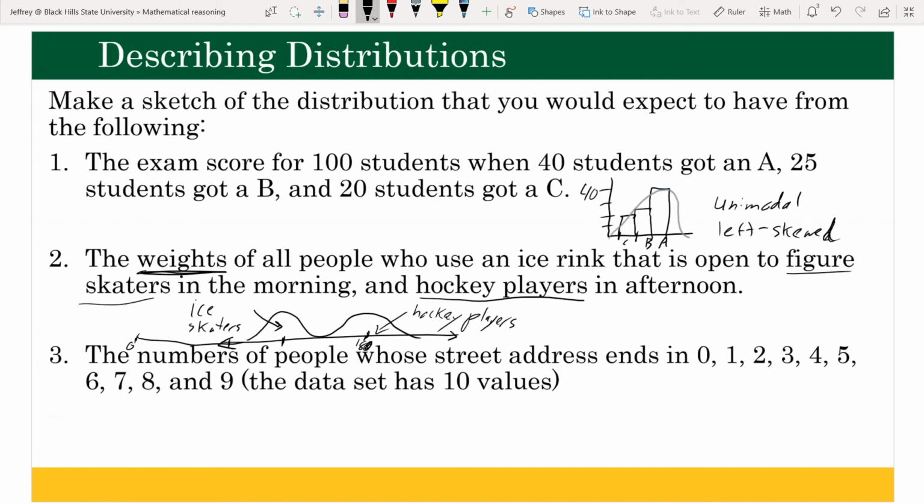Now, look at the last one. We have the numbers of people whose street address ends in 0, 1, 2, 3, 4, 5, 6, 7, 8, and 9. And we're going to have to assume that all of these have the same chance of being selected.